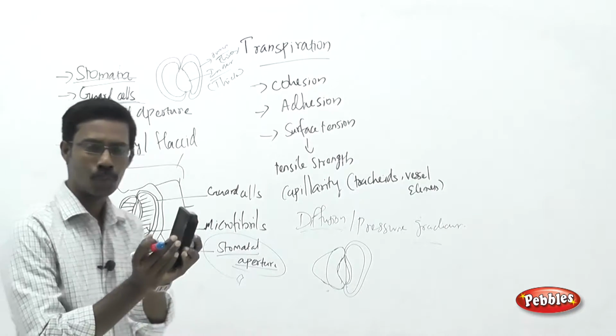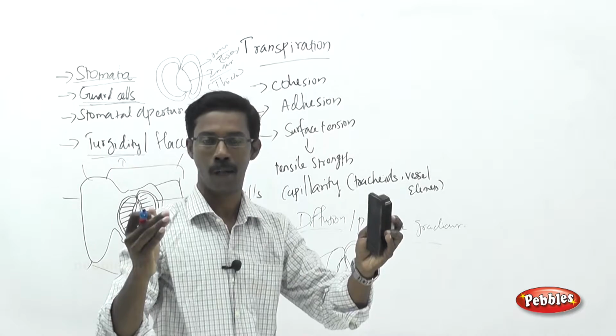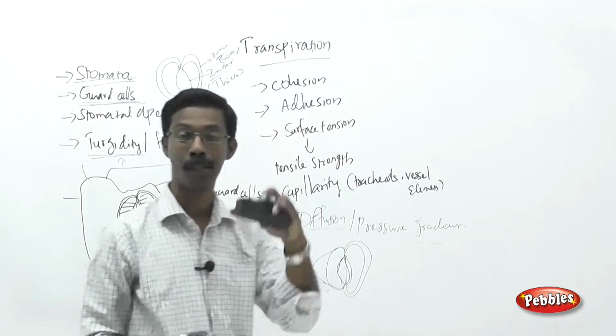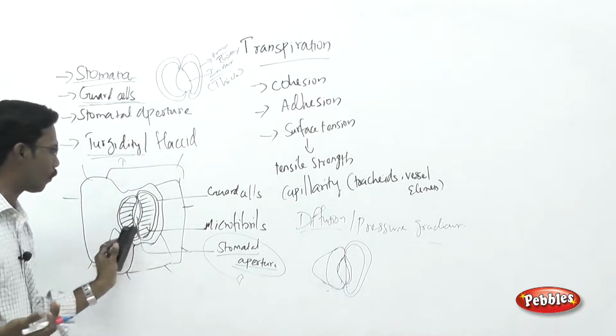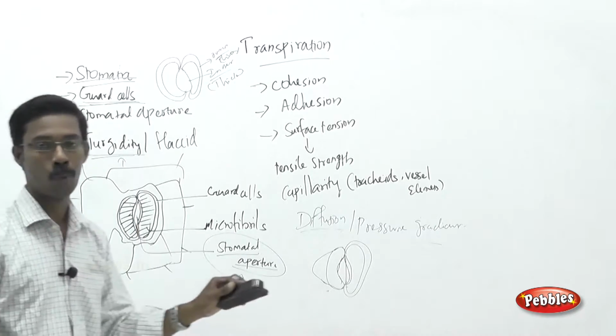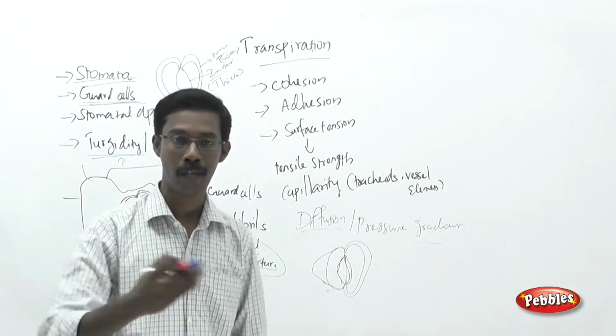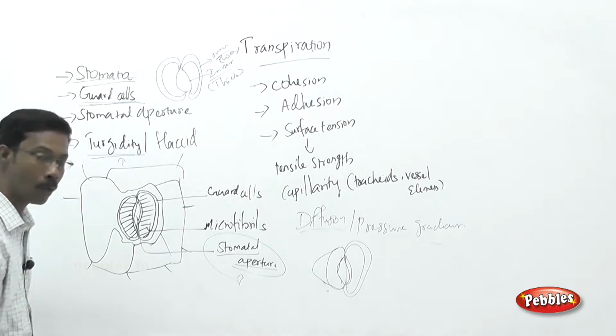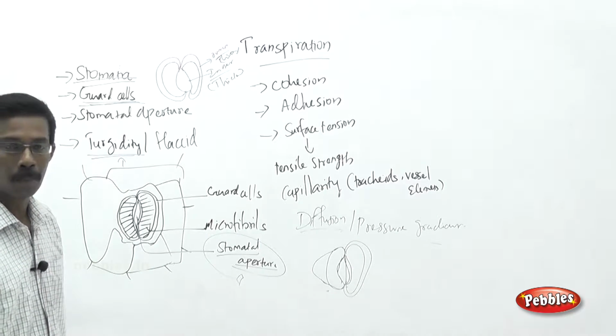So the guard cells will open the particular stomatal apertures. Through the stomatal apertures, because of the pressure gradient, the water will evaporate. The evaporation of water itself is going to create some gradient in the pressure, so that the water will move from one place to another place.